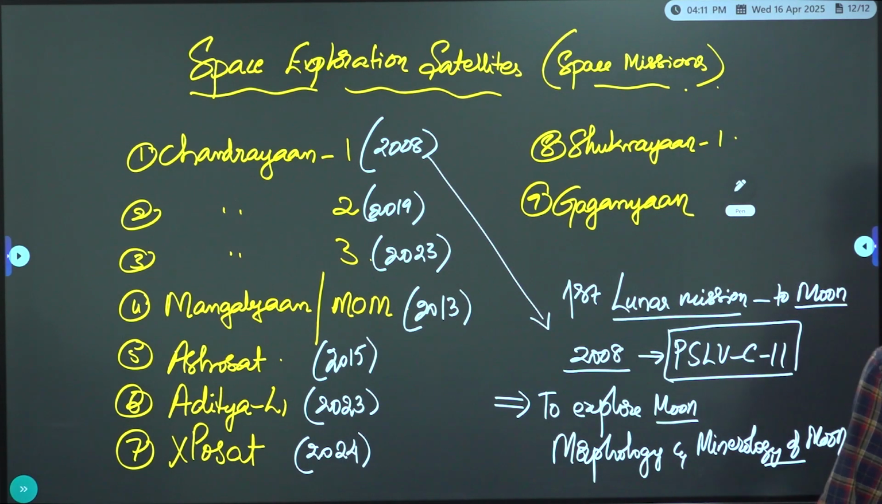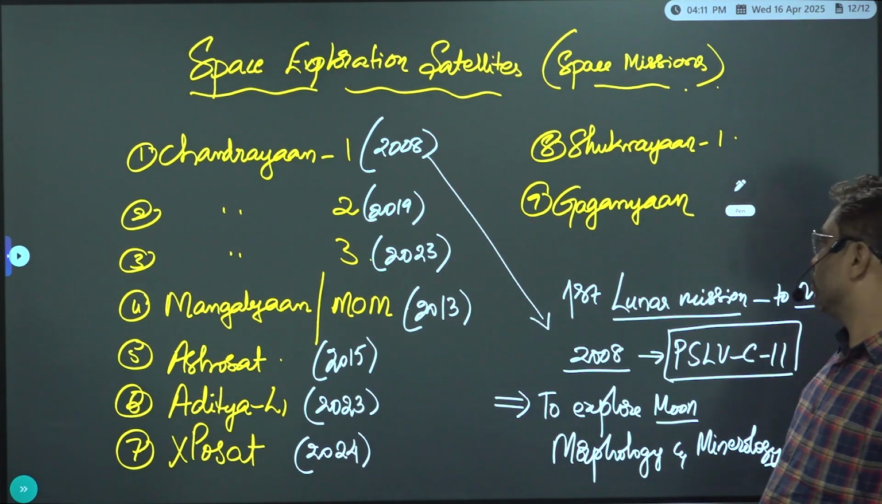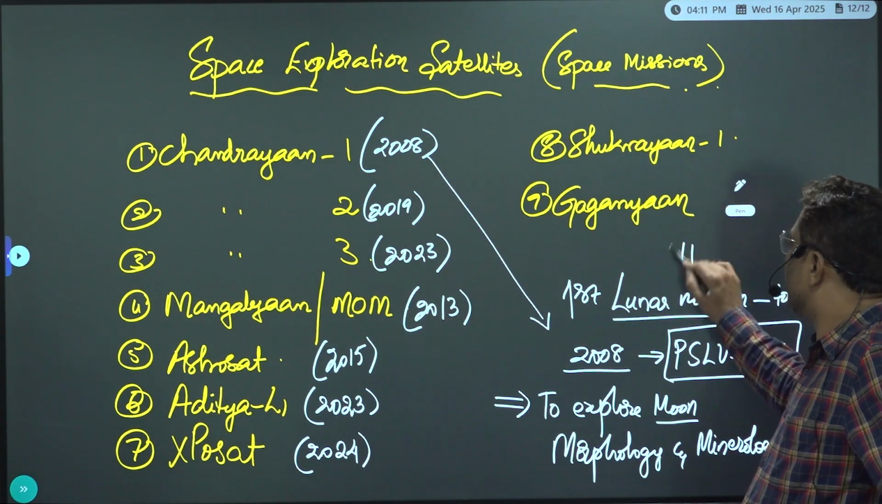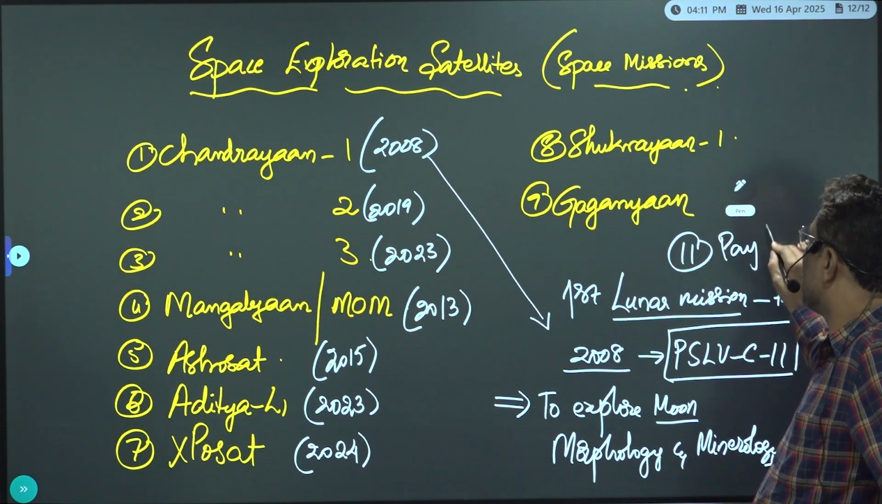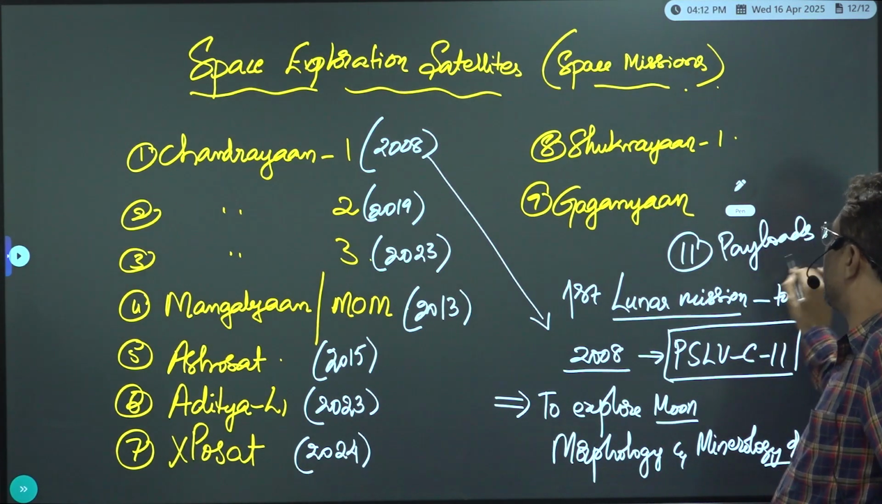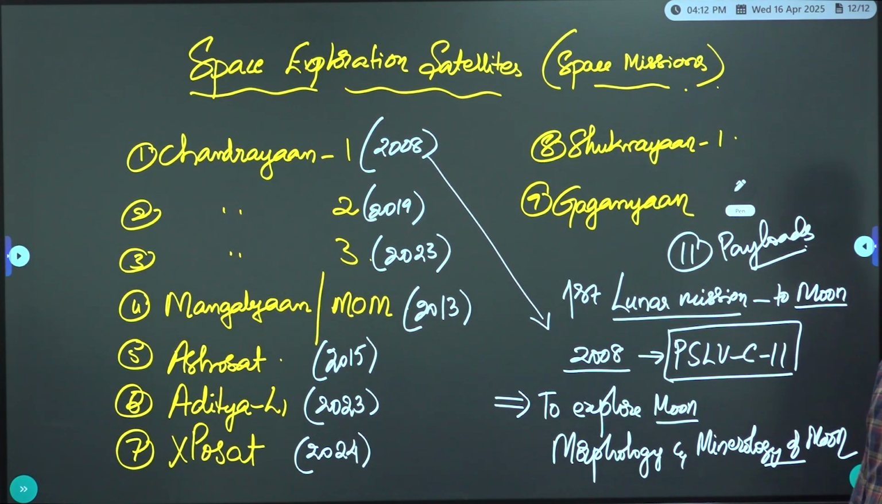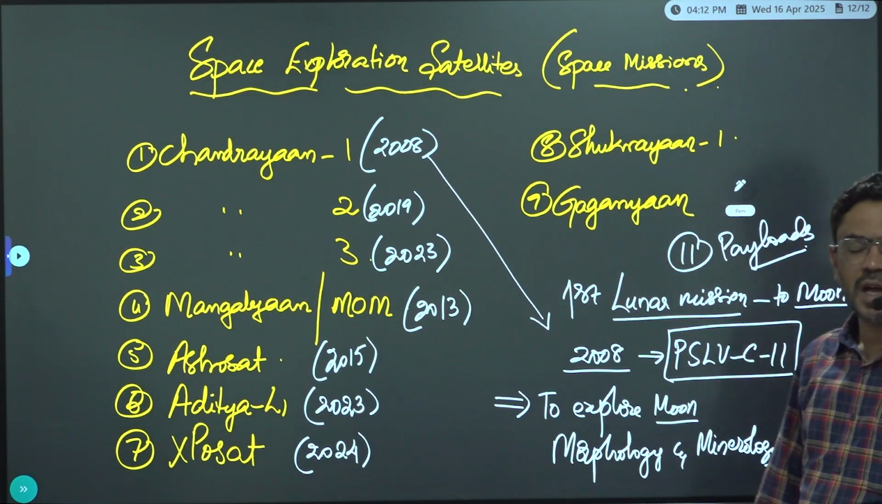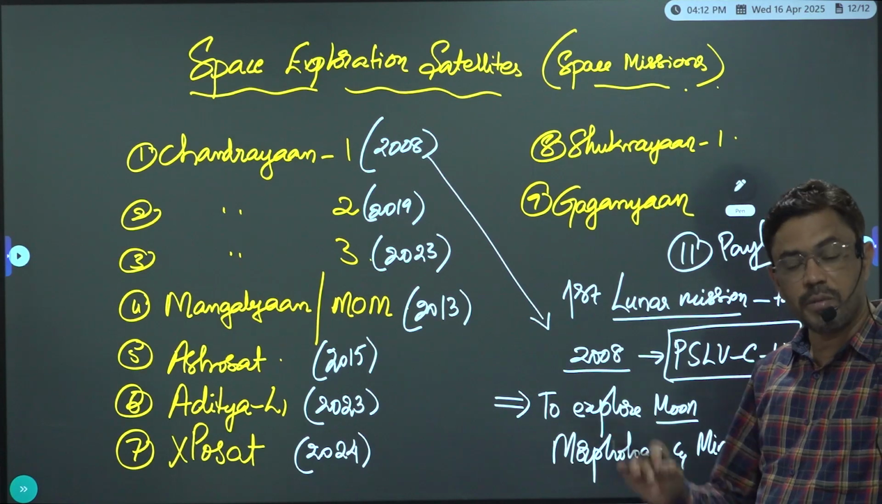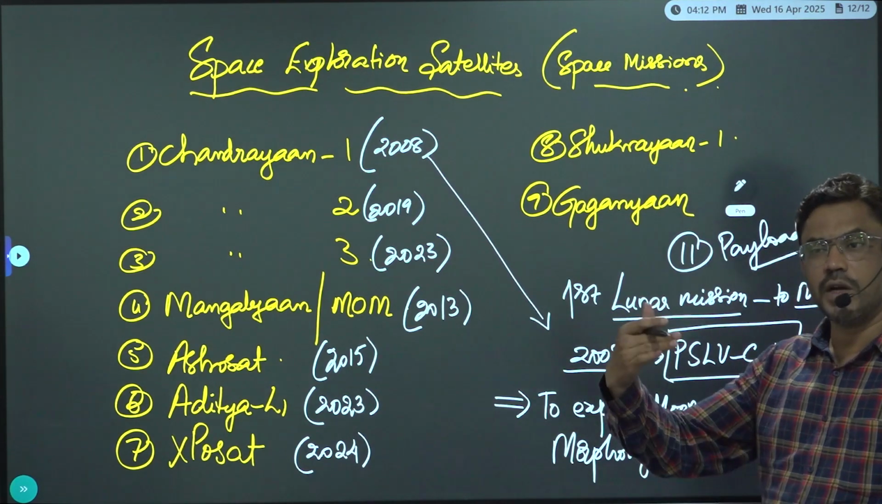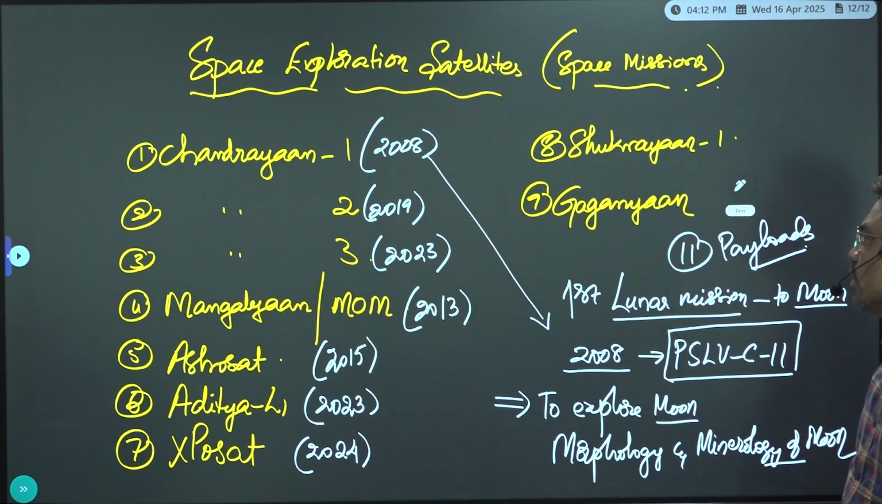So in this Chandrayaan 1, it carried 11 payloads, 11 scientific instruments. Among these 11 payloads, 5 payloads were from India, that is TMC (terrain mapping camera), hyperspectral imager, high energy X-ray spectrometer, moon impact probe. So like that, 5 instruments were carried on this Chandrayaan 1. So it was a successful mission.